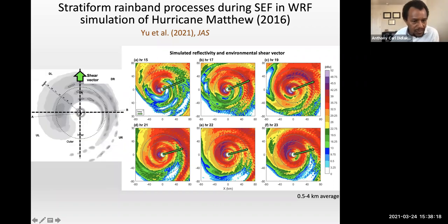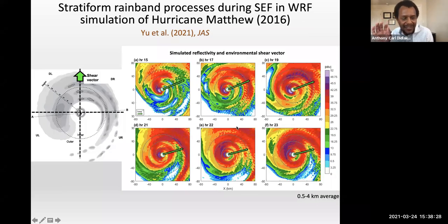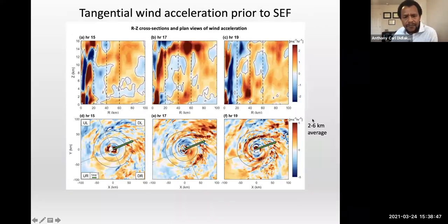And so just recall that this is all relative to the shear vector in the green. So what we wanted to do was take a very detailed look at what's happening at specific times within this rainband complex to see if there were hints of the different observations that we saw in previous studies. The first thing we looked at was the tangential wind acceleration that occurred prior to SCF.